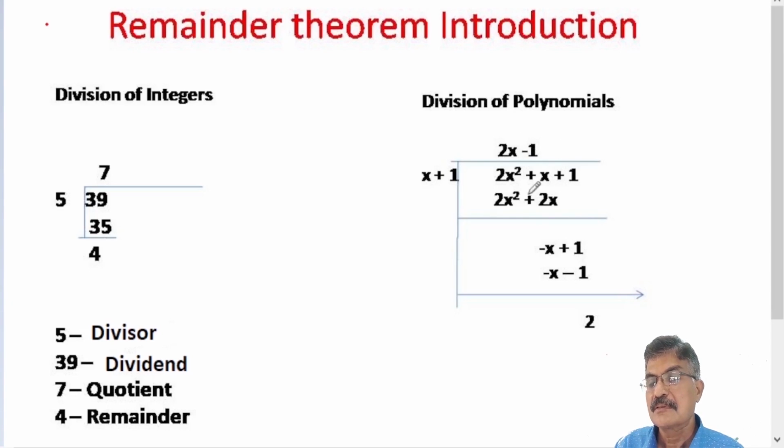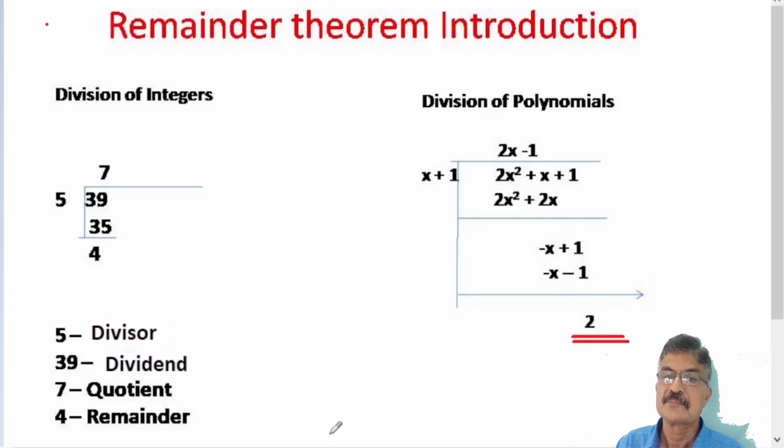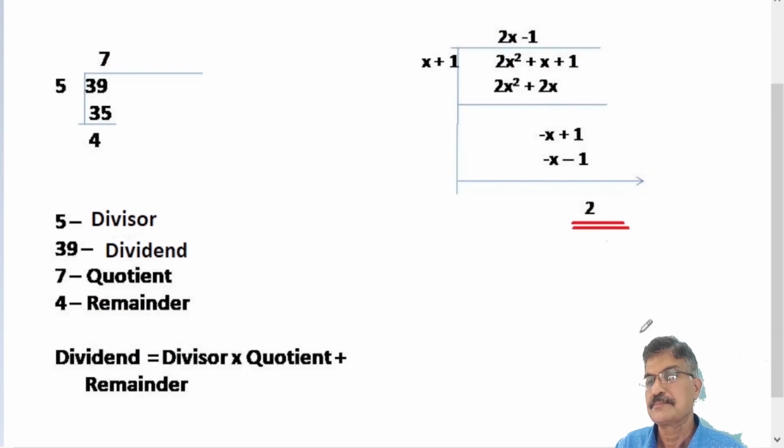As in the last step, multiply this second term, minus 1, with every term of the divisor. Minus 1 into x, minus x. Minus 1 into plus 1, minus 1. Do the subtraction. While we do the subtraction, these two terms get cancelled. This minus will become plus. So plus 1 plus 1, 2. This 2 is the remainder.